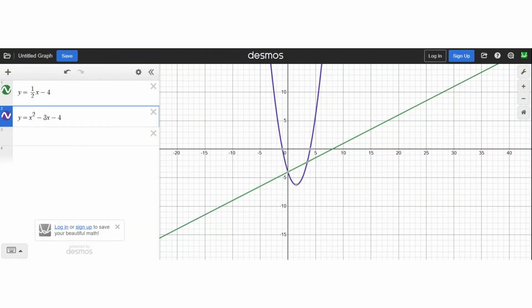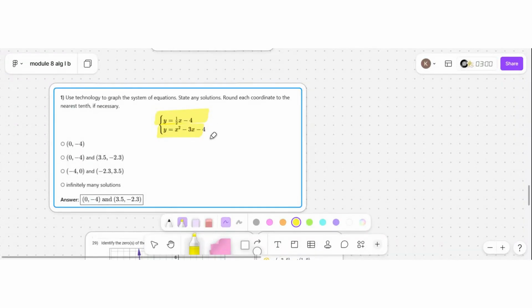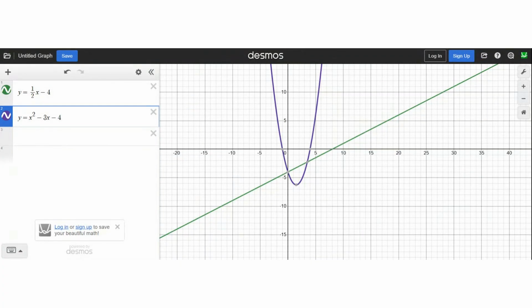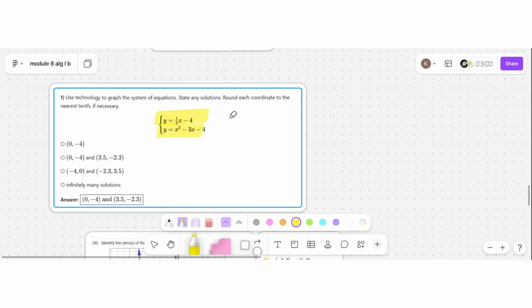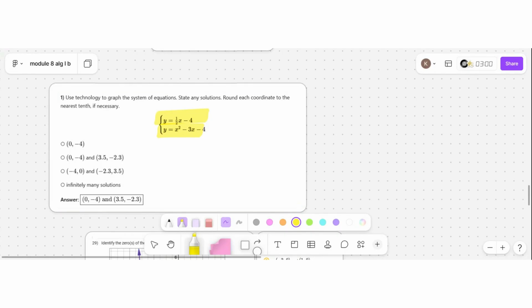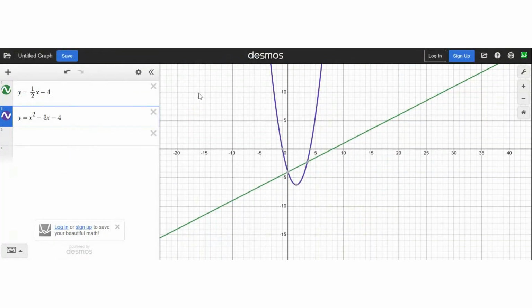So I just typed each of those into their own line, just like that. So pause and get those typed in yourself. And then the question wants to know what any of the solutions are. What that means is where they cross each other is going to be a solution. So let's go look back at Desmos and see where these lines cross and how many times.